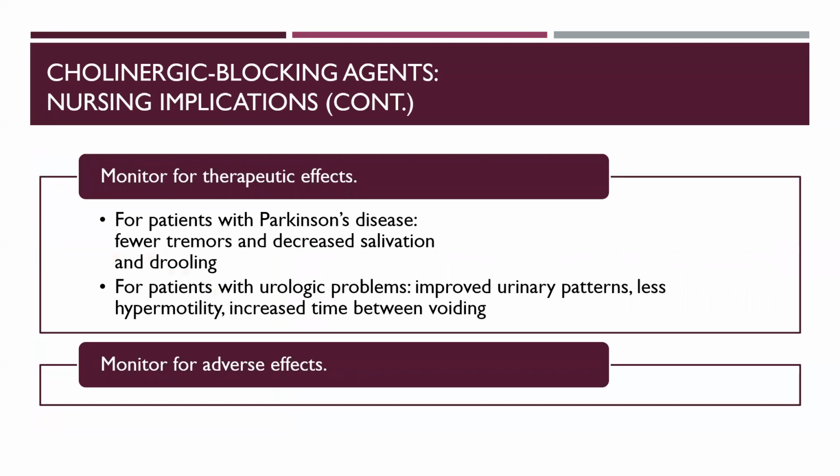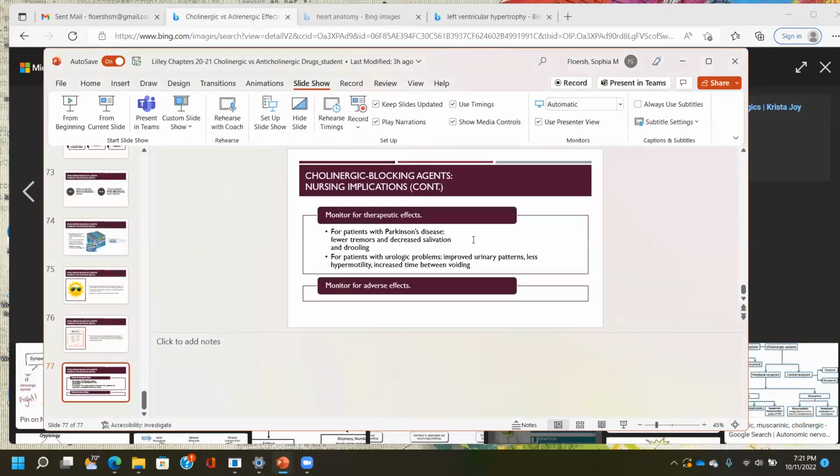You want to always monitor for your therapeutic effects. So making sure that for your patient who has Parkinson's disease, that they're having fewer tremors, decreased salivation and drooling. And then for patients with your urinary problems, that they're having better urinary patterns, increased time between voiding. So it's not like as soon as I stand up, I have to go use the bathroom, anything of that nature. Okay, so do you guys have any questions right now?